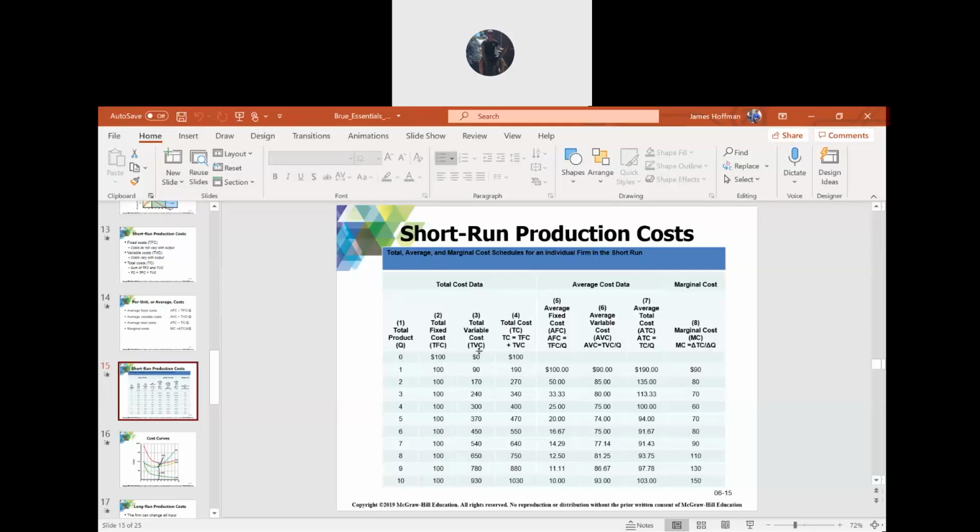Total variable cost depends on how much output we produce. So you can see that if you produce nothing, there's no cost. If you produce 1, it's 90. If you produce 2, it's 170. So it depends on how much output you produce. And total cost is just this plus this. Total fixed cost plus total variable cost is your total cost. So depending on how much output you produce, just add this item, and that is your total cost.